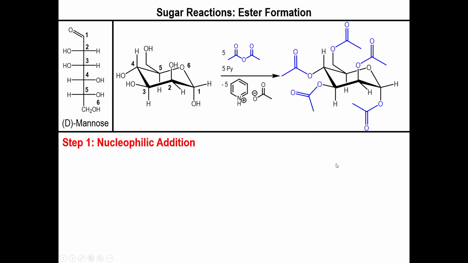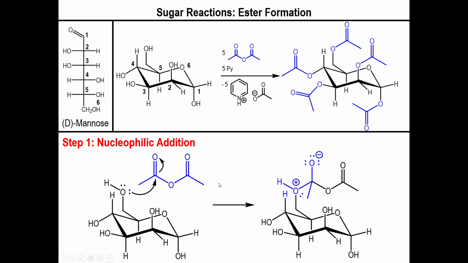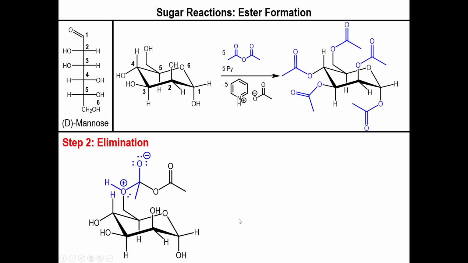So the mechanism pretty much follows carbonyl chemistry, right? First we do a nucleophilic addition onto the anhydride. One of the OHs of your sugar will attack one of the carbonyls of the anhydride. It will push the electrons back to oxygen. It'll give you this zwitterionic intermediate, which will undergo elimination.